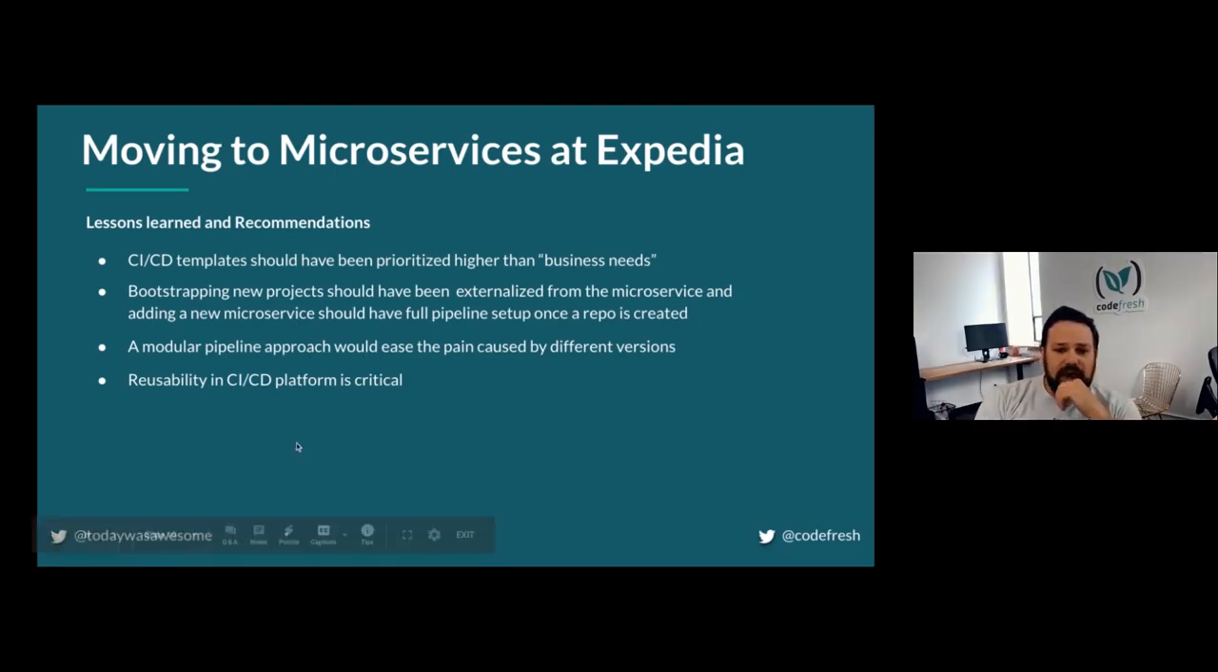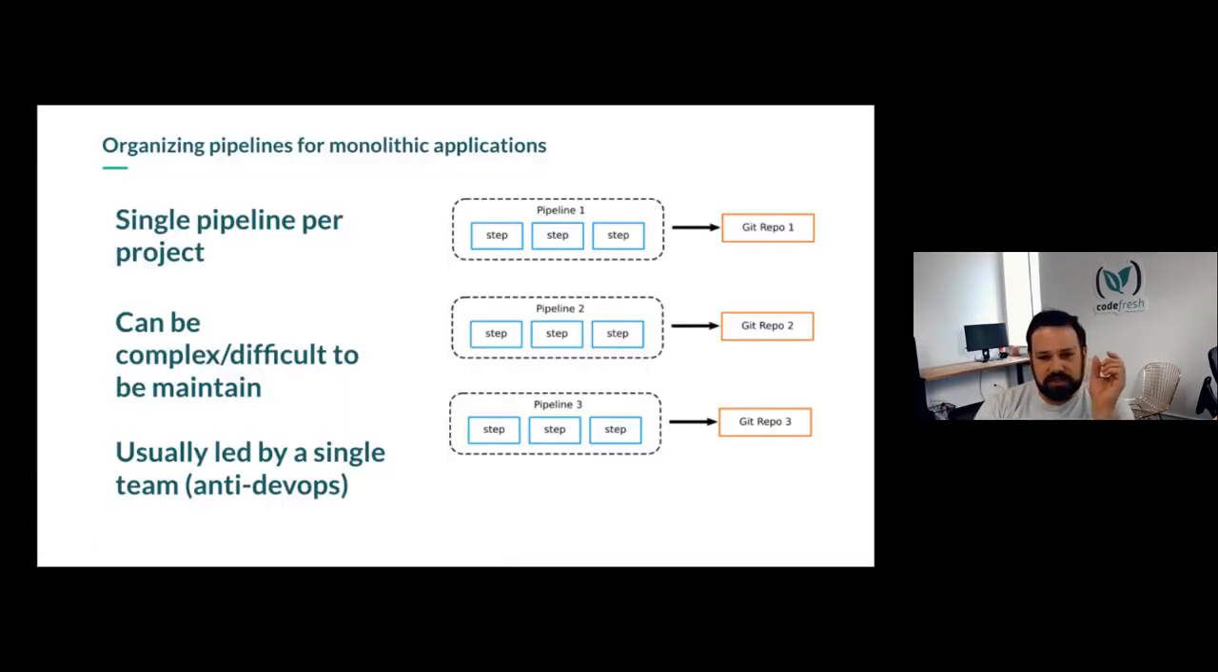So having a scalable approach is really tricky. And I mentioned that this single pipeline per project was a big component of this. This is a classic way that people think of how to do CI/CD. Hey, I have a Git repo, I have a pipeline for that repo, always. Well, when you have thousands of microservices, thousands of repos, this starts to get really, really hairy. And they can also be complex and difficult to maintain.